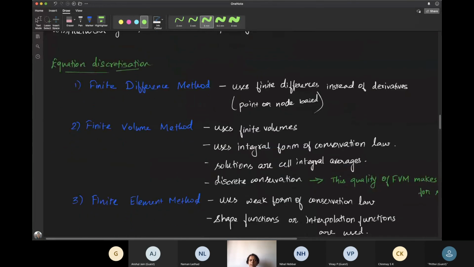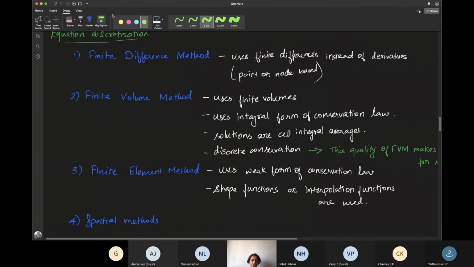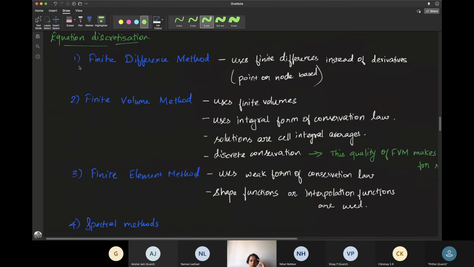Next we'll see this thing known as equation discretization. So here we have the PDEs and we discretize the PDEs into some algebraic equations. That is the motive. For that we have different methods known as finite difference, finite volume, finite element, and spectral methods.